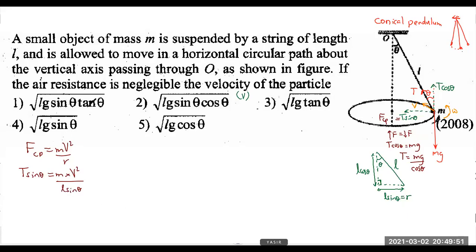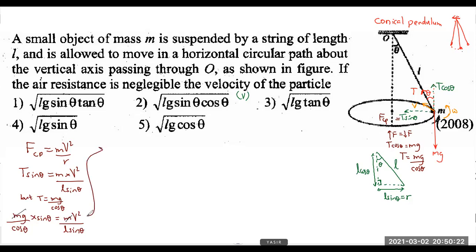Look at the answer. T is not there in the answer, no? Because T is something we introduced. m is also not there in the answer. Why is that? Because for T we know that T is equal to mg divided by cos theta. Therefore, let's substitute that value. So mg divided by cos theta into sin theta is equal to mv squared over L sin theta. If you have a close look at it, m and m can be cancelled out.